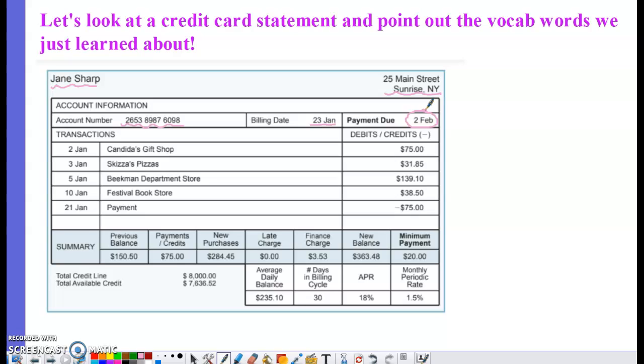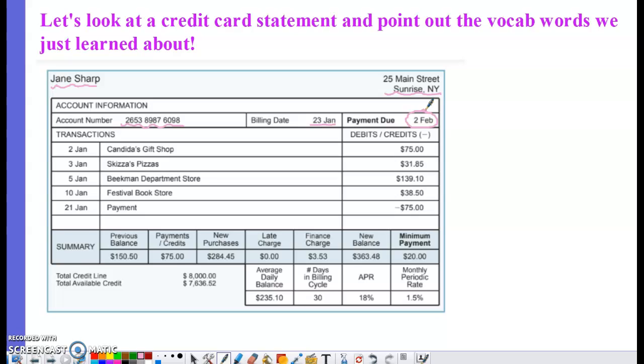Next, you see all these transactions. So it says on the 2nd of January, you went to this gift shop. It looks like you spent $75. On the 3rd of January, you went to some pizza place. You spent $31.85. And again, it lists all those transactions. Important for you to look through those. Make sure everything is what you actually spent money on.